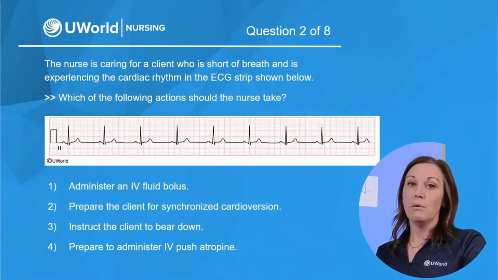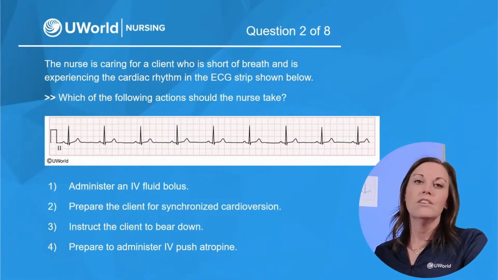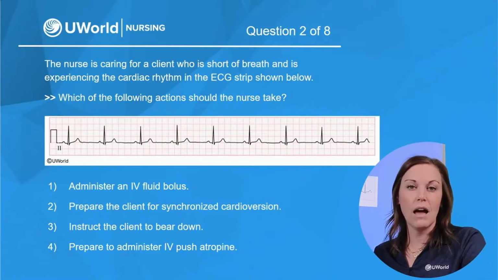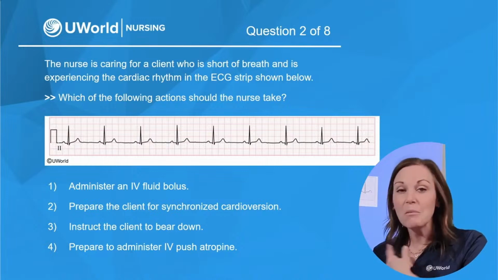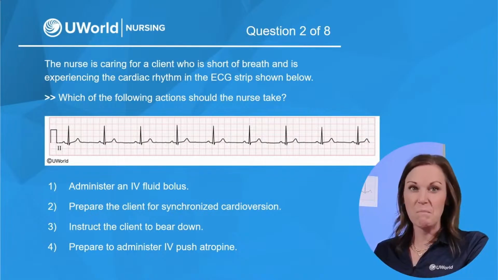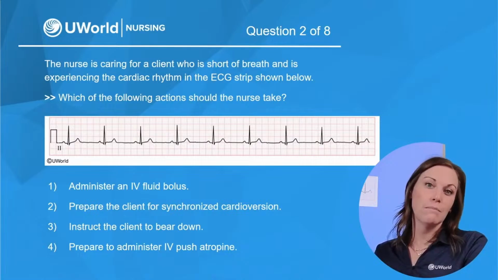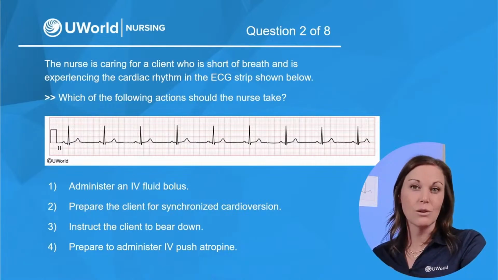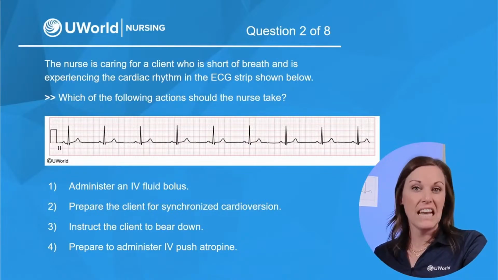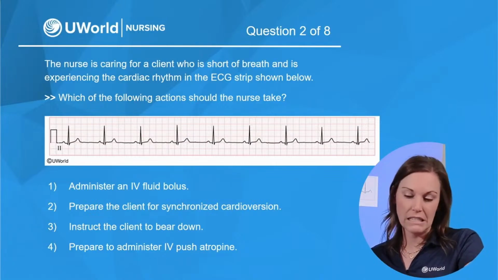Okay, so I want to tell you guys, the strip that you are seeing is a 10-second strip. If you want to know what the heart rate is for this scenario, which would be helpful to answer the question, you're going to count the QRS complexes and then multiply that by 6. Ten seconds times 6 gives us 60 seconds, or a minute. So if you have 9 QRS complexes here, you multiply that number by 6. So 9 times 6 is what our heart rate is going to be.